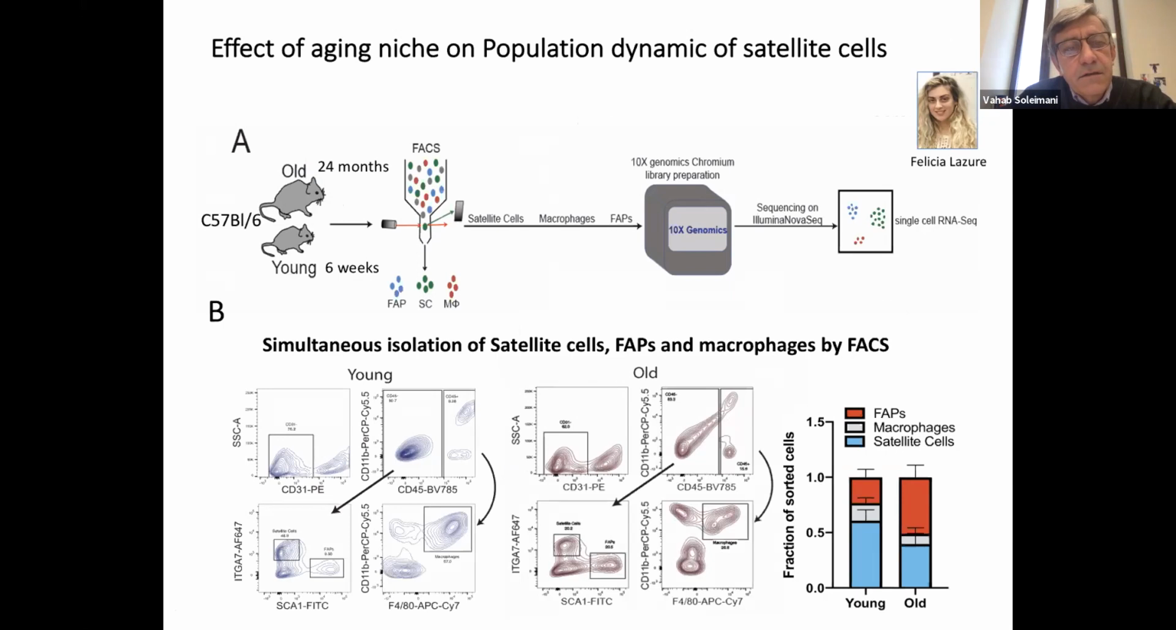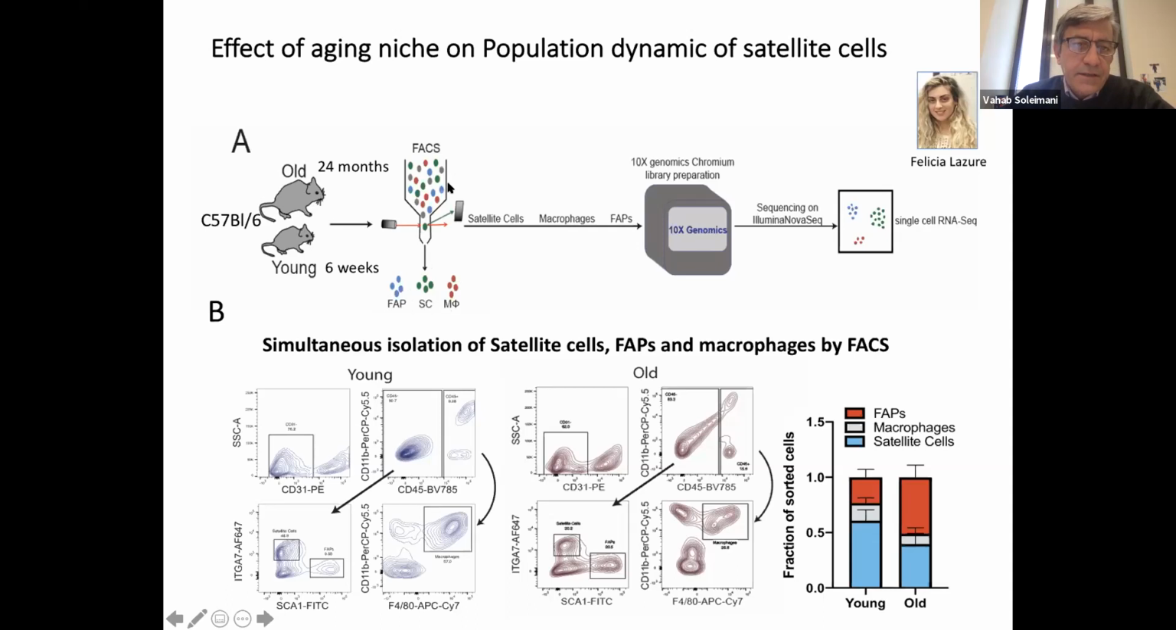We FACS sorted satellite cells, and we also wanted to do at least 2 non-myogenic niche cell types: fibroadipogenic cells, which have been shown by Fabio Rossi's group and subsequently by other researchers to play an important role in regulating the proliferation and differentiation of muscle cells during regeneration, as well as macrophages, because macrophages communicate quite extensively with satellite cells during regeneration through secreted factors.